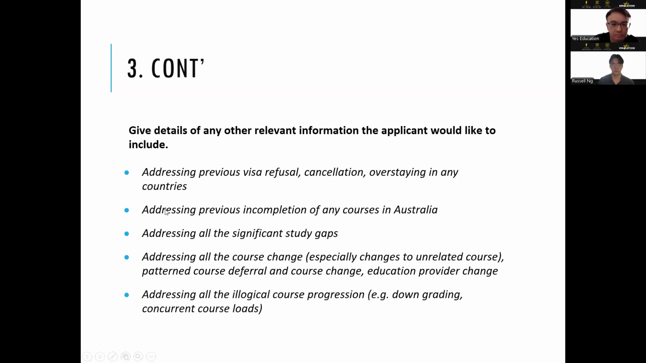And then if you have previous incompletion of any courses in Australia. So if the student has changed courses without completing the first one, then you need to discuss it and tell the visa officer why you did so.